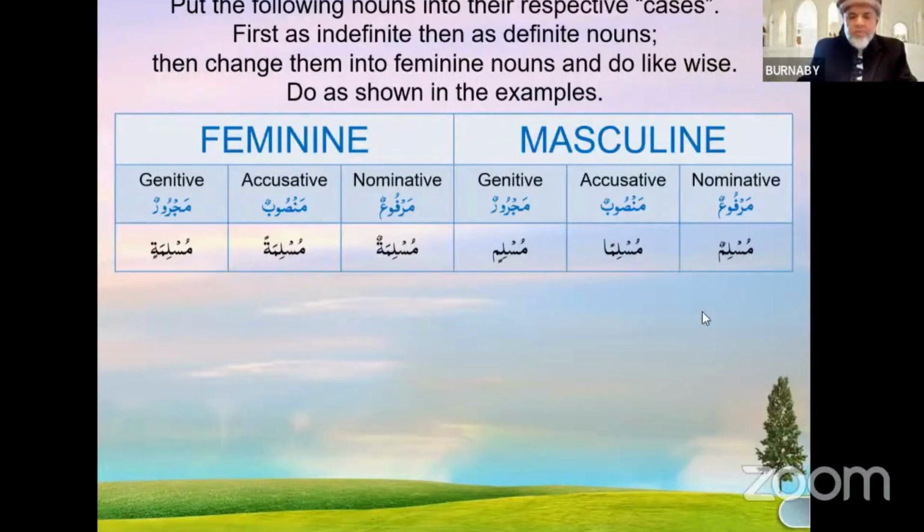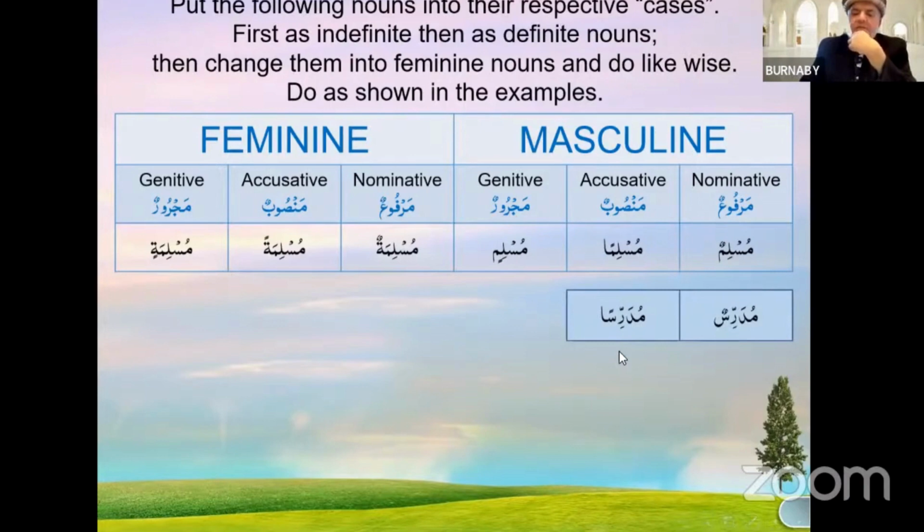Brother Mansoor. Okay. What happened here? Brother Mansoor, are you with us? Okay. Mudarrisun. Mudarrisan, mudarrisin. Very good. Now, Brother Mansoor, if you see in a sentence mudarrisun, what will be the role of this noun? Subject. And if you see mudarrisin, what will be the function of that?